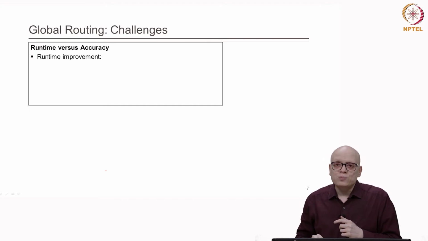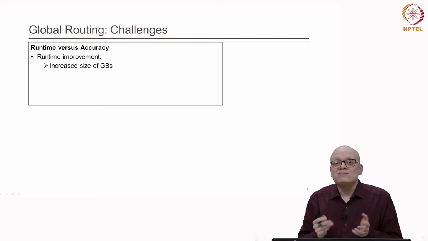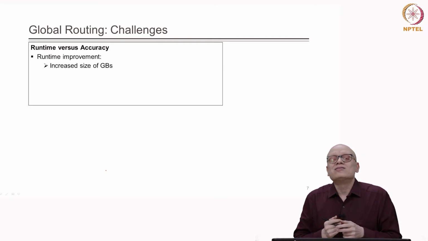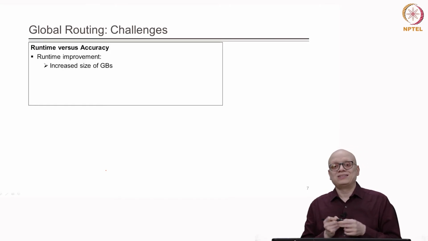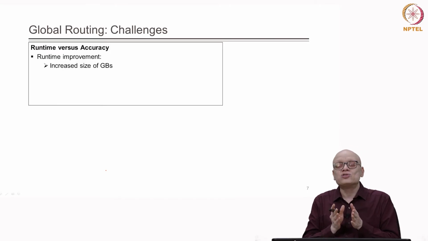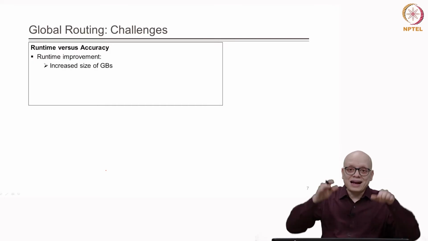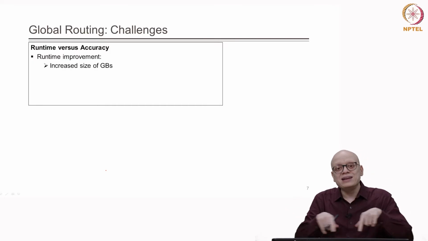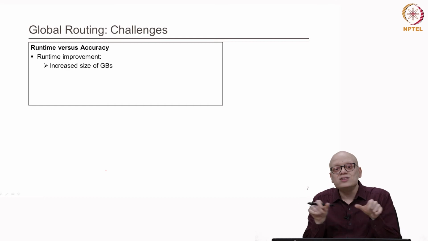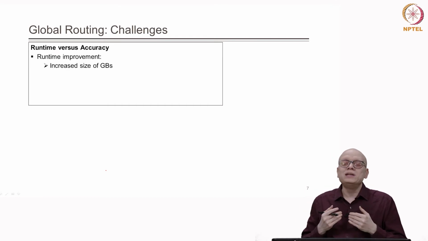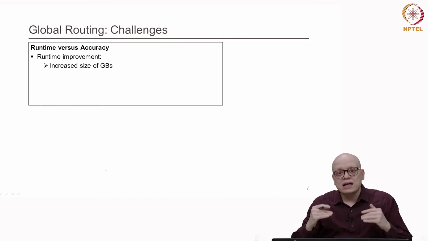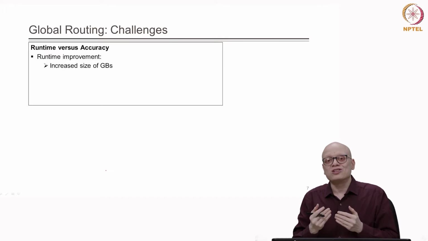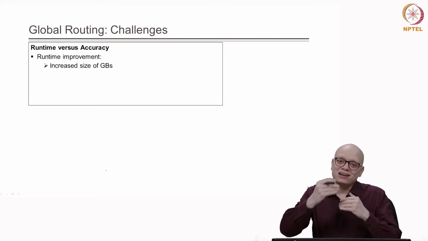So, how can we improve the runtime? One of the easiest ways is to increase the size of the global bins. Now, when we increase the size of the global bins, what happens? The number of bins that need to be tackled by the global router decreases, because the layout area is fixed and we are increasing the size of the global bins. So the problem gets simplified for the global router and its runtime can come down.